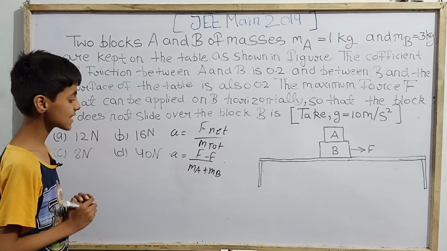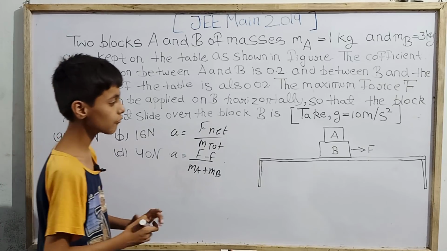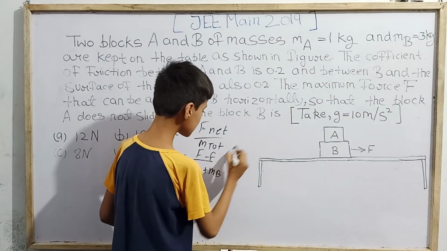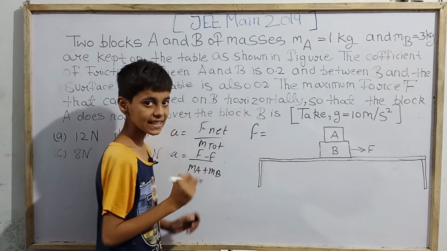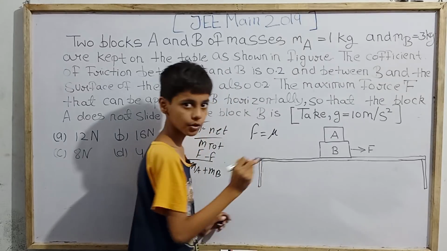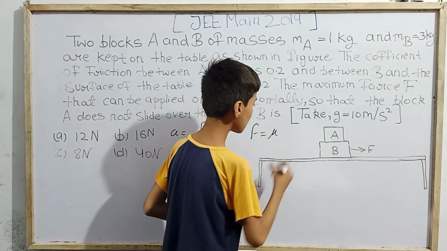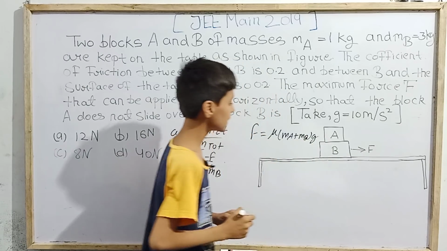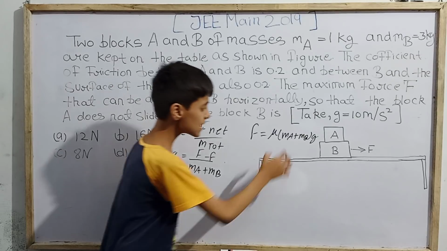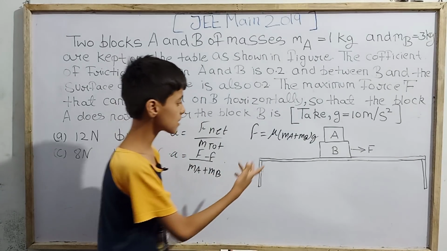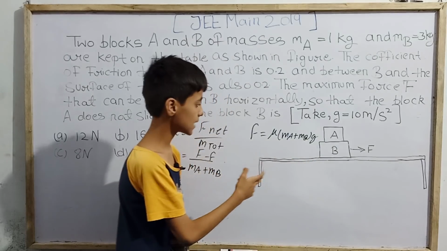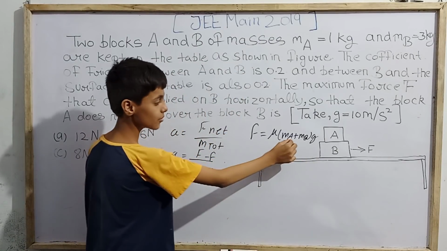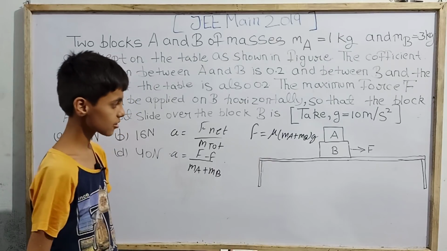Now, here we can write the frictional force in a different manner. This frictional force can be written as mu, the coefficient of friction, times MA plus MB times G. Of course it can be written such, because friction equals mu times N, where the magnitude of N is the same as mg. Here we take the total mass, MA plus MB, because that is the total mass of the entire system.